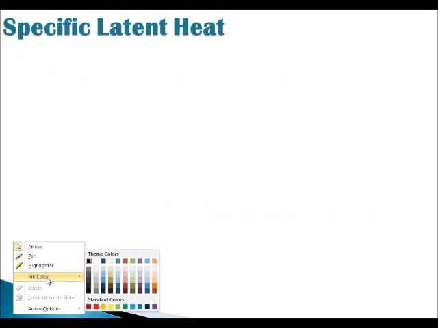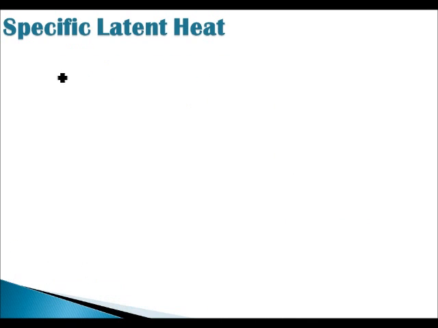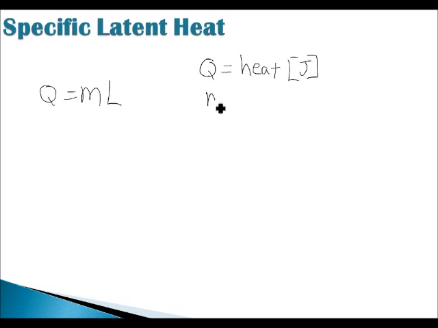Okay, so it's basically the heat required to cause that phase change. And we can measure this quantitatively using the equation Q equals mL. So Q and m are the typical definitions. Q is heat, and heat is a type of energy, so that's measured in joules. m is just the mass, and the SI unit for mass is kilograms.